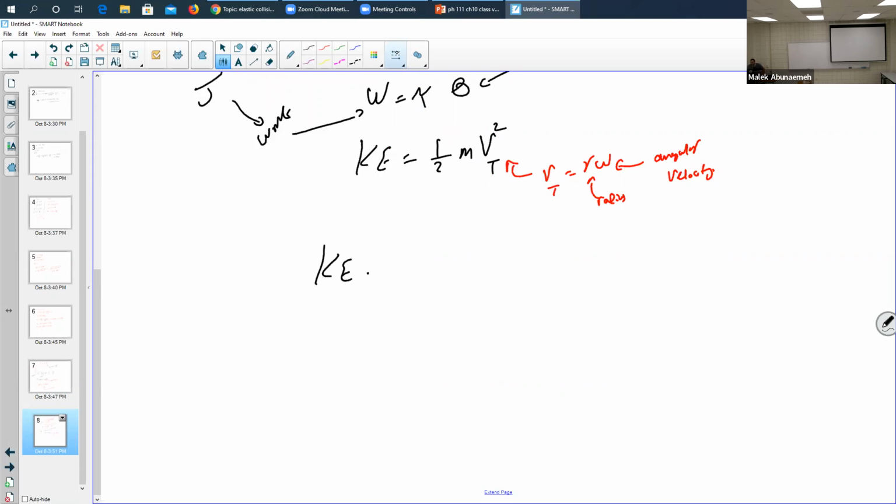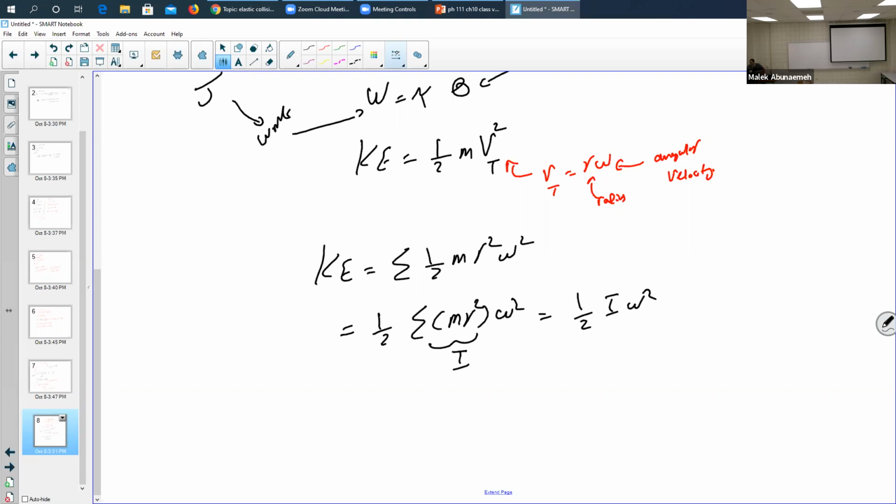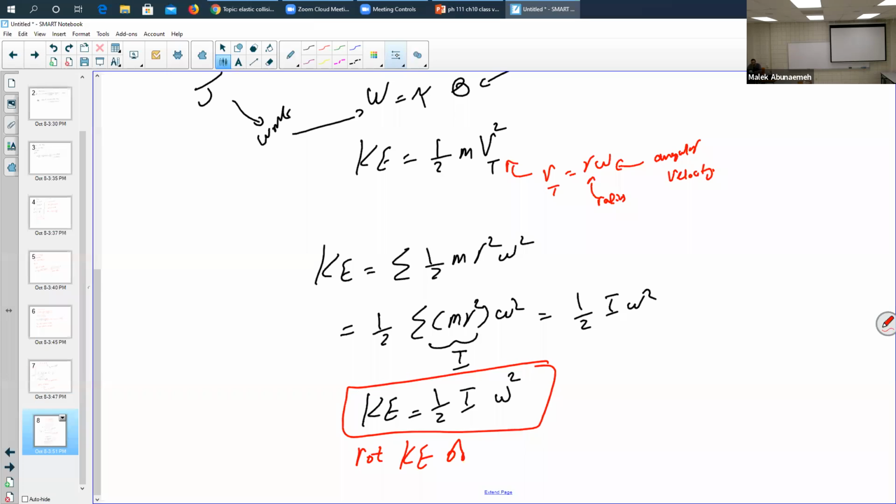That means your kinetic energy is going to equal the summation of 1/2 m r squared omega squared, which equals 1/2 times the summation of m r squared, omega squared. Again, that's your I, so it's 1/2 I omega squared. So your kinetic energy equals 1/2 multiplied by your inertia multiplied by your angular velocity squared. And this is your rotational kinetic energy of a rigid rotating object.